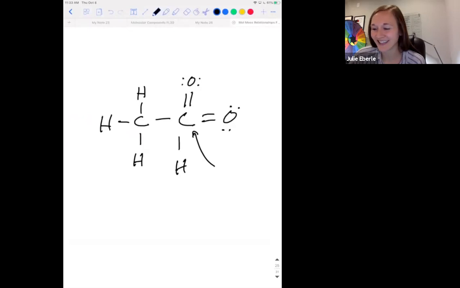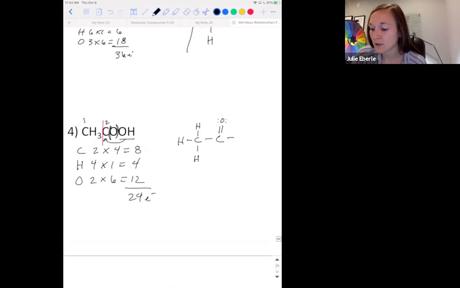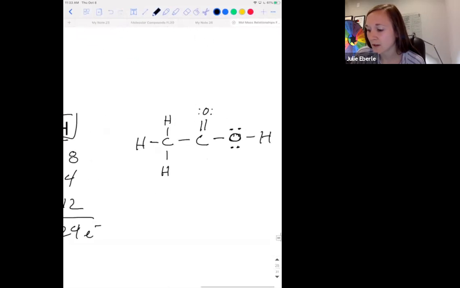Seth said too many. Yeah, 1, 2, 3, 4, 6 bonds. Carbon can never have more than 4 bonds. Okay, so let's try again. It's got to be an OH group. We're going to keep these bonded together like this. Now if you look at the second carbon, I have 1, 2, 3, 4 bonds on that carbon, so that's good, and everybody's satisfied.